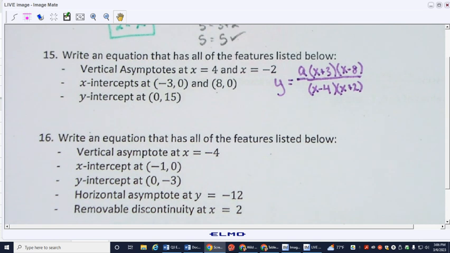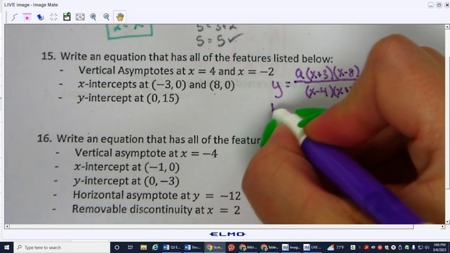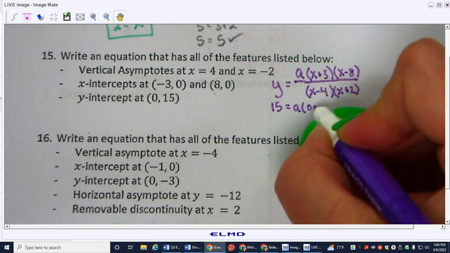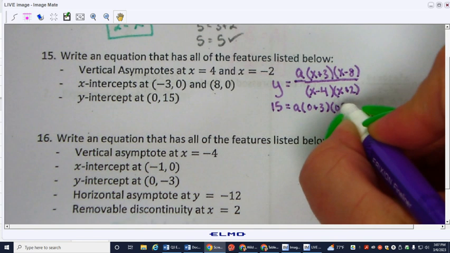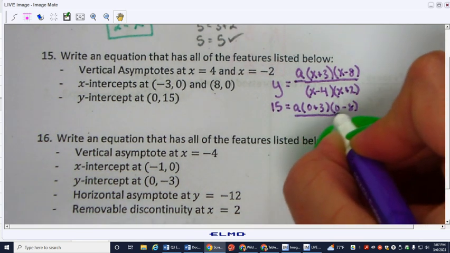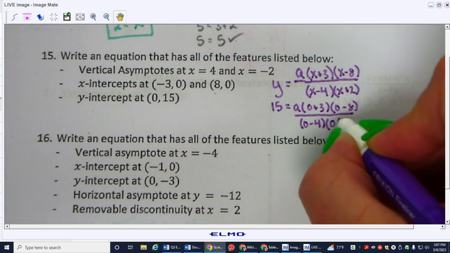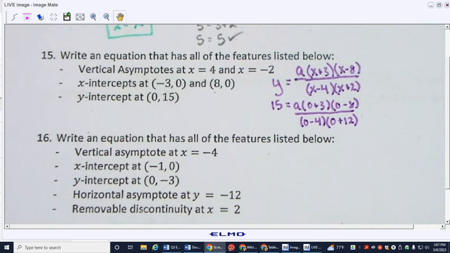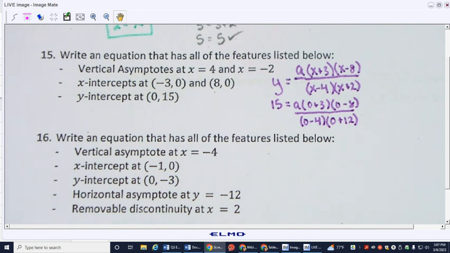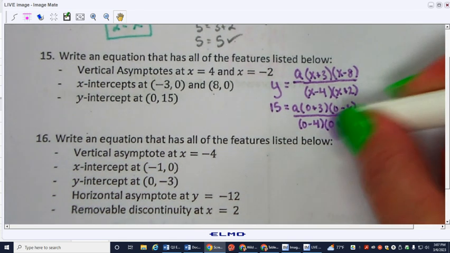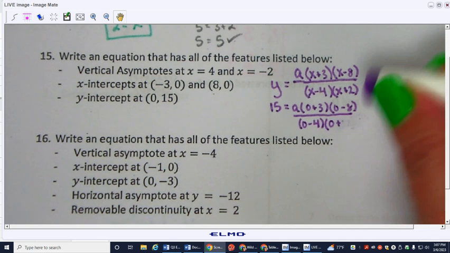I need to go through the point 0, 15. So when x is 0, y is 15. So I'm going to substitute in for y a 15. And that's going to equal a times 0 plus 3, 0 minus 8, over 0 minus 4, 0 plus 2. I just changed all the x's to zeros, and when x is 0, y should be 15.